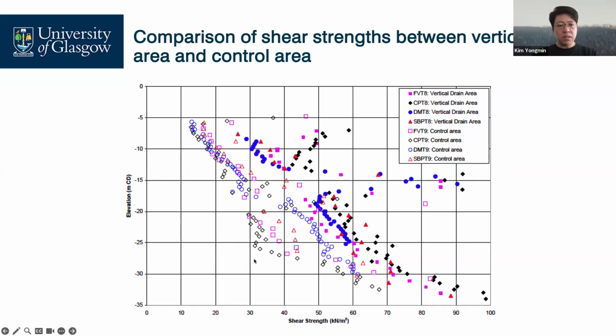The hollow mark is before treatment. And then the solid one, the filled mark, is after reinforcement. We apply the vertical drain. We install the vertical drain into the ground and the water squeezes out through that vertical drain. It means that we accelerate our consolidation.